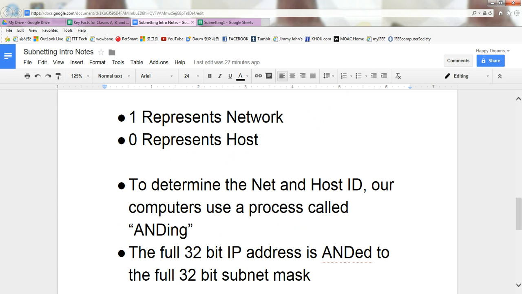To determine the network and the host ID, our computers use a process called ANDing. The full 32-bit IP address is ANDed to the full 32-bit subnet mask. Okay, let me show you this drawing. Please don't laugh at my drawing. I tried my best.